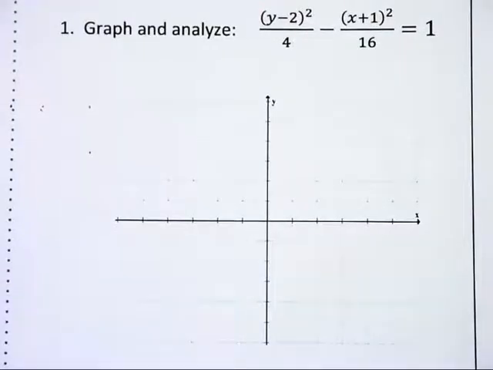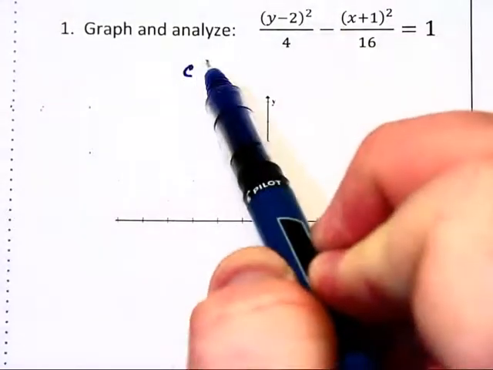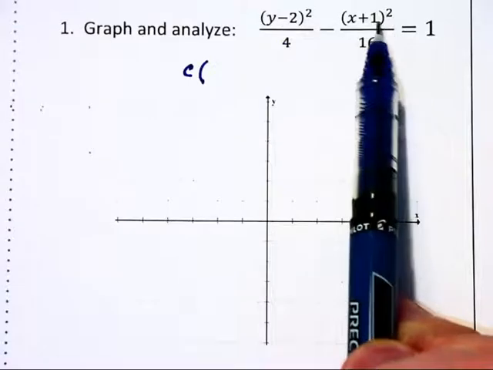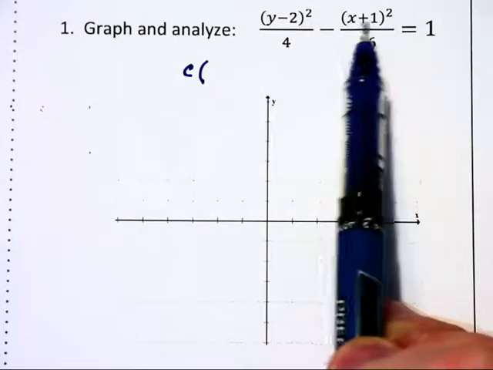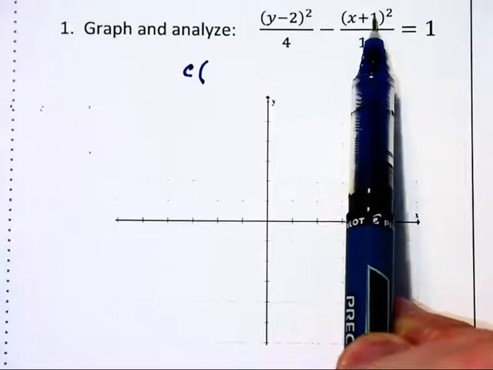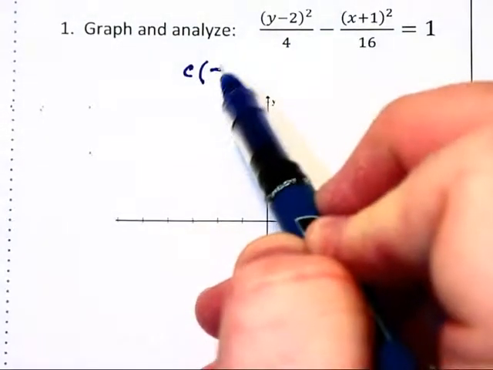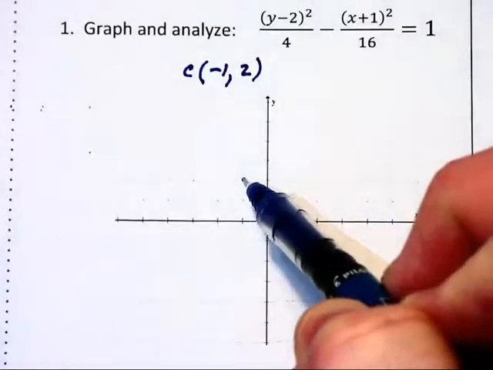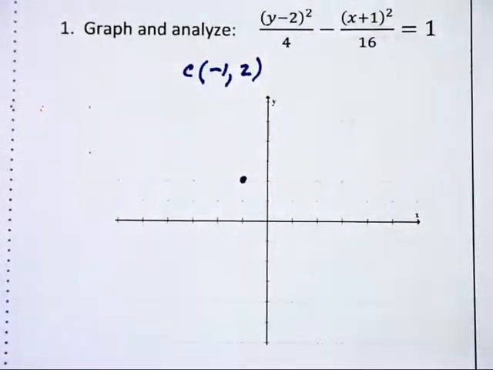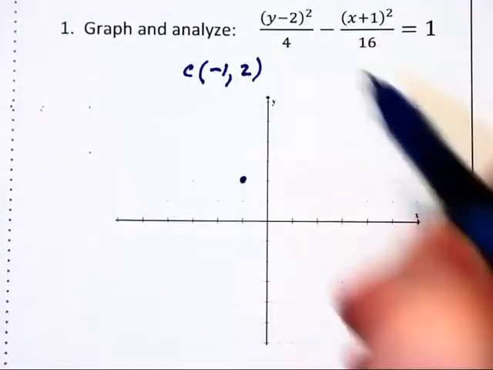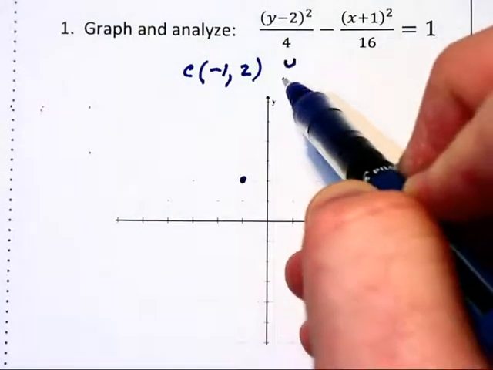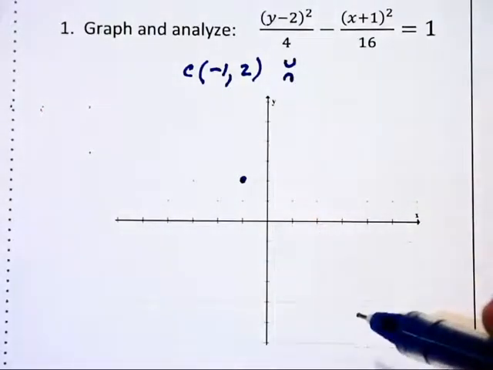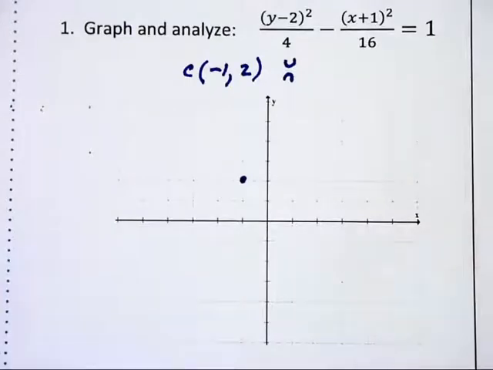We need to identify first where the center is going to be located, and don't fall into the trap of grabbing the 2 first. Go to the x fraction first. Find that plus 1 and change it to a minus 1, and we'll have minus 1 comma 2 be the center of this hyperbola, which I will be plotting right there. Now, we notice that y squared is first, and I like to usually, off to the right or somewhere nearby, just draw myself a little sketch saying, okay, this baby's opening up and down as a reminder to myself.